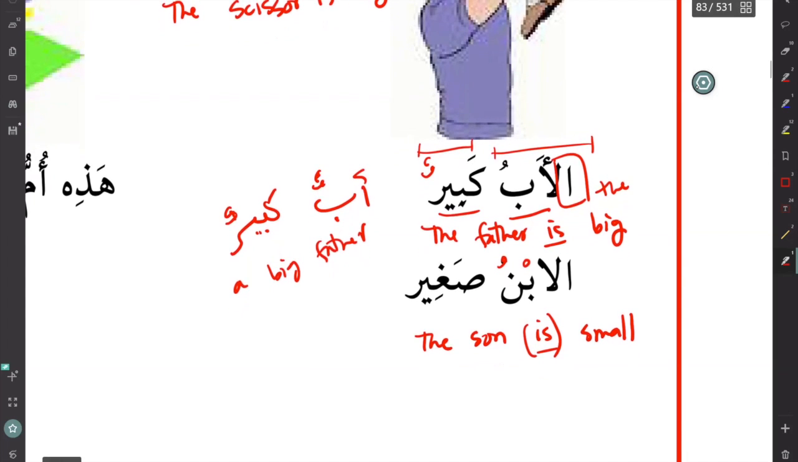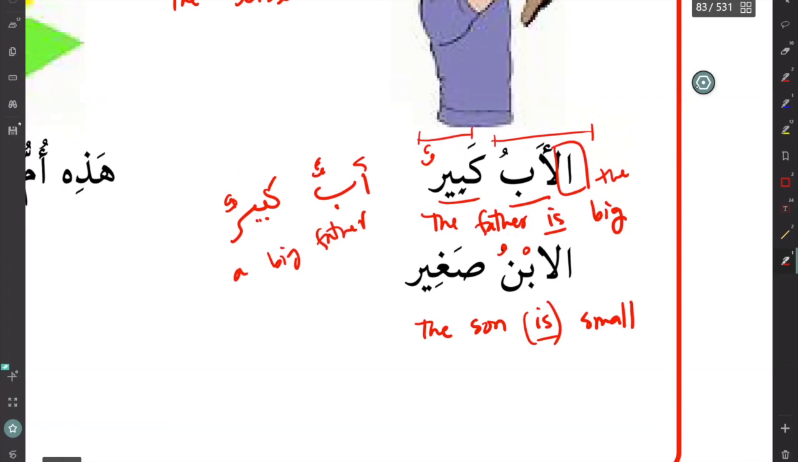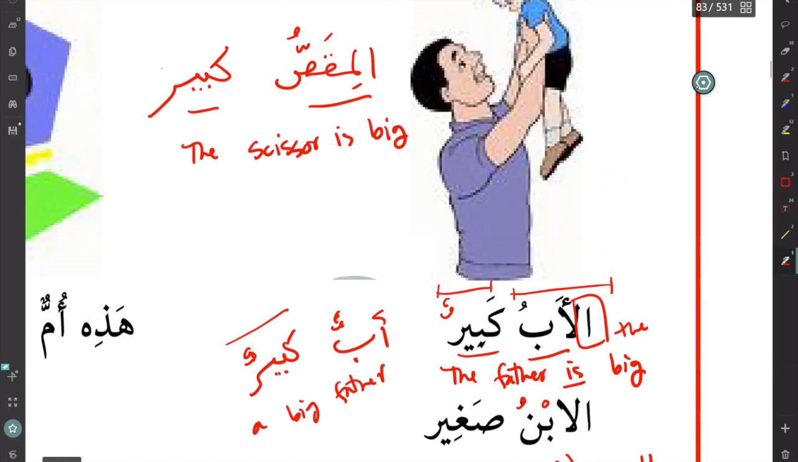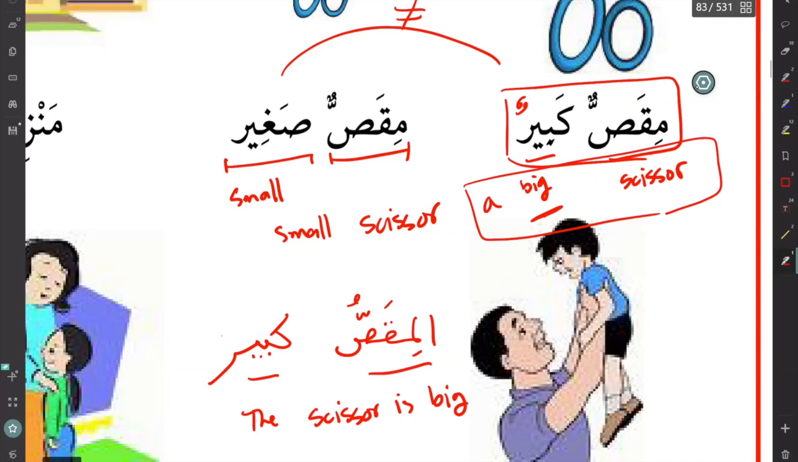The first word is definite, the second word is indefinite. But when both of them are indefinite, like here, abun is indefinite, kabirun is indefinite. When both of them are indefinite, this is your adjective phrase. There is always an exception, but right now, just understand that when both of them are the same, indefinite, then it is your adjective phrase. Just like here, we have miqasun kabir. Miqas is indefinite, there's no alif lam. Kabir is also indefinite, no alif lam. So they are an adjective phrase. Miqasun sagir, a small scissor, adjective phrase.